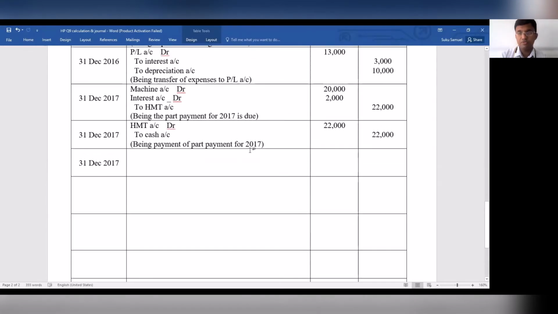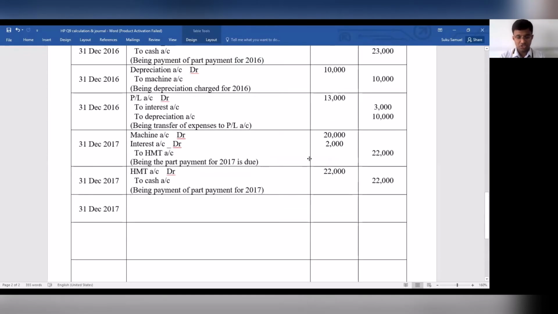So the next entry would be for charging of depreciation. Depreciation account debited 9,000 to machine account 9,000, being depreciation charged for 2017.